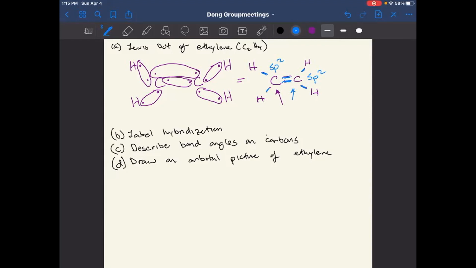And then it says describe the bond angles. Like I said, for everything they want to be furthest apart. If you remember the hybridization, or you can figure out the hybridization, you can remember the bond angles are always the same. So for sp2 hybridized atoms, the bond angle is 120 degrees to be farthest apart, and that's going to be trigonal planar.